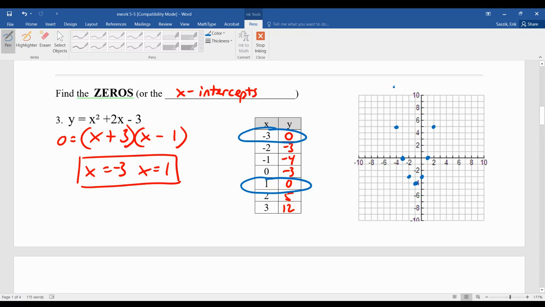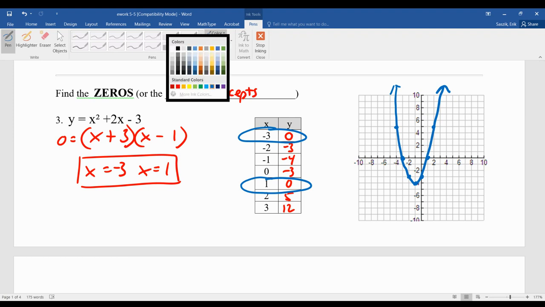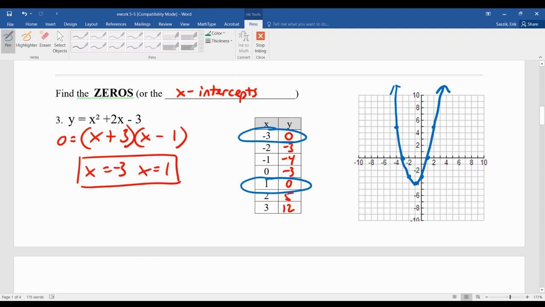When you draw your parabola, you don't want to just connect the dots. You want to draw a nice, smooth curve. Okay? And you're not required to, but my axis of symmetry would be right down here going through the vertex.